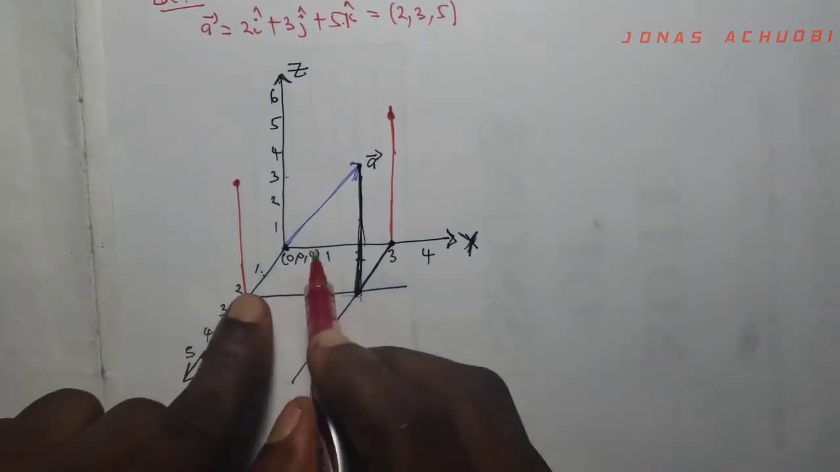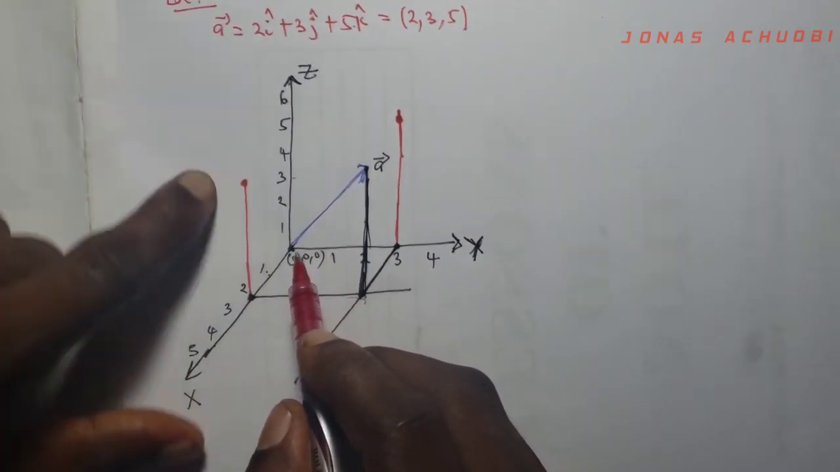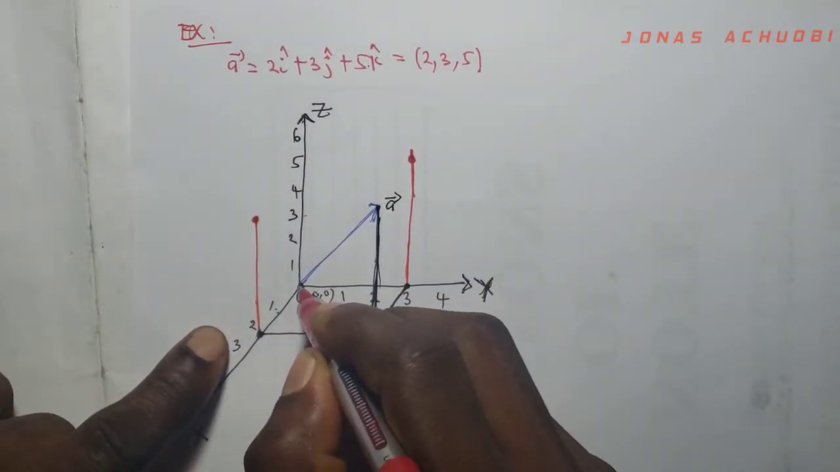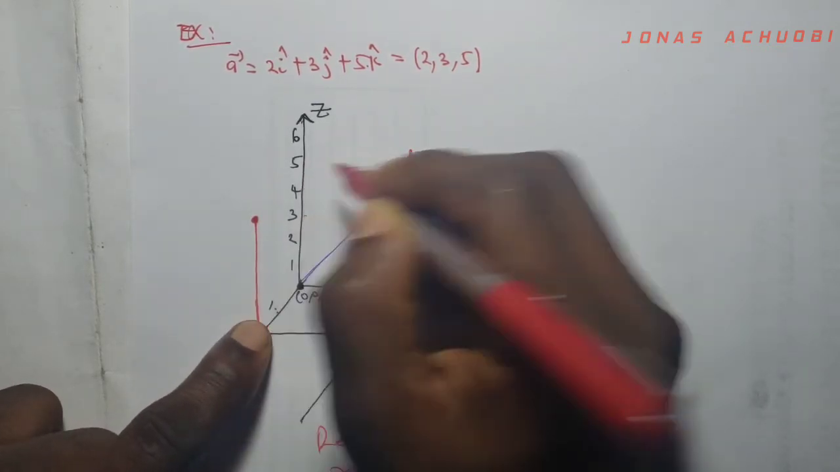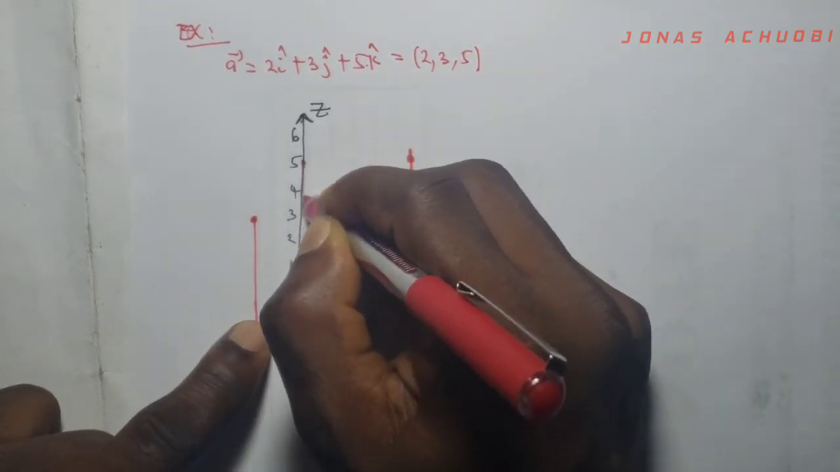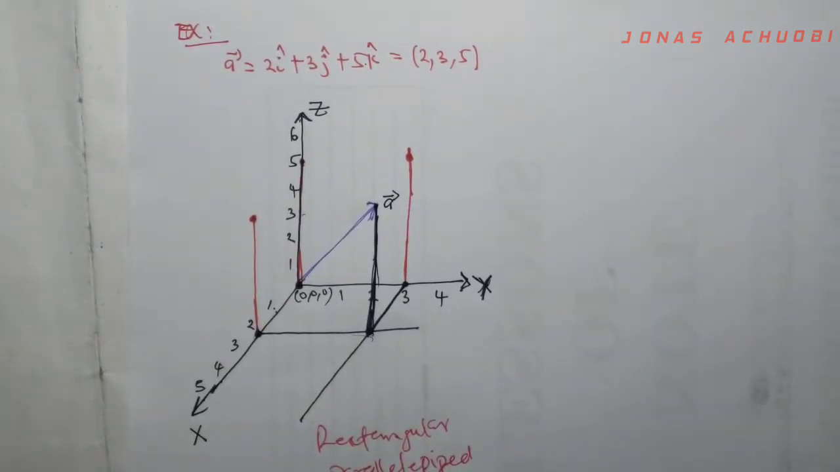What else? From the origin again, let us take 5 units in the z direction. So 5 units will take us where? It will take us to 5 from 0. So 5 units will take us to this point. So we are here. So that is 5 units to this point. Okay. Now let us join our axis and see what happens.